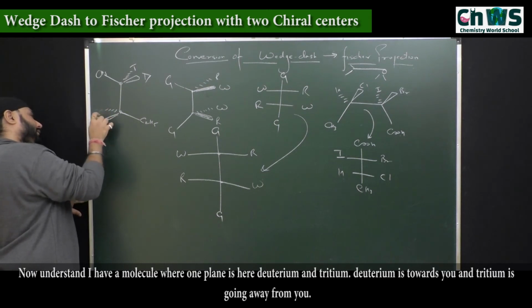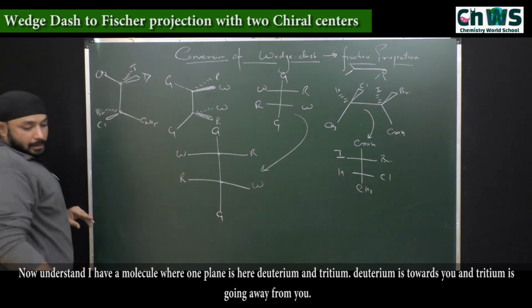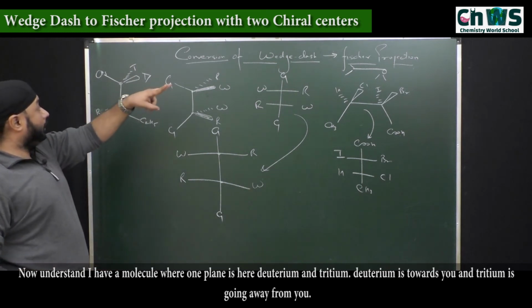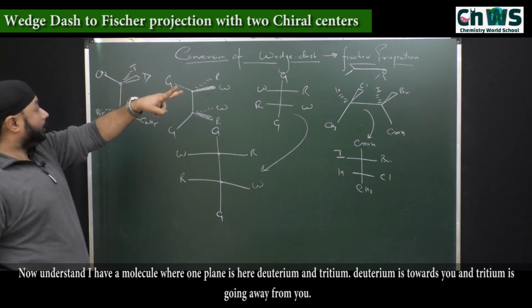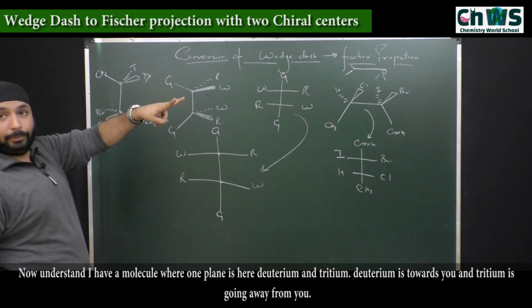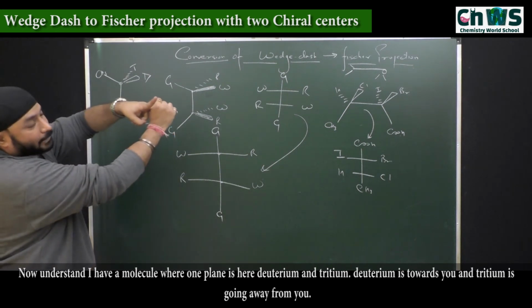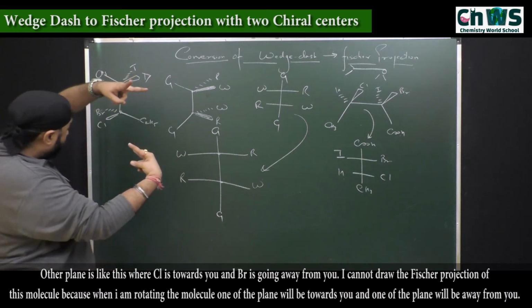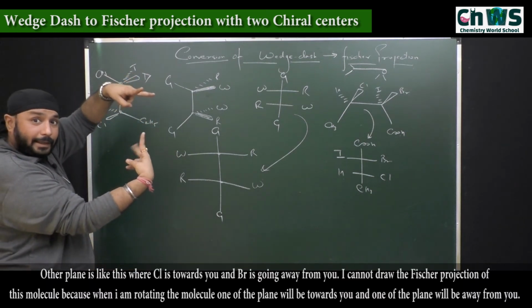Now understand, I have a molecule where one plane is here, deuterium and tritium. Deuterium is facing towards you, tritium is going away from you. Other plane is like this. Getting it? Where Cl is towards you and Br is away from you.